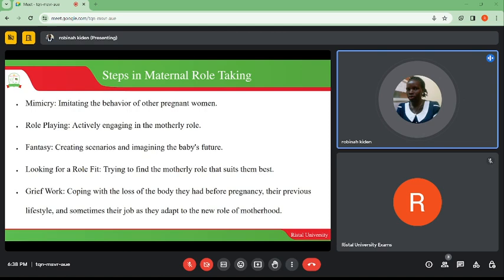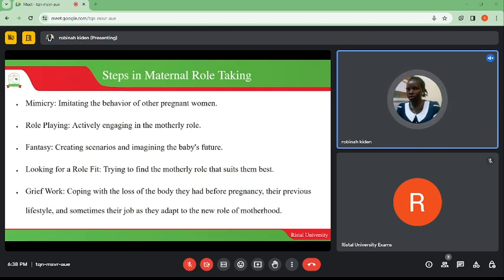Then fantasy, creating scenarios and images, thinking about how the kids are going to be. Thinking about all the things that are about to happen.